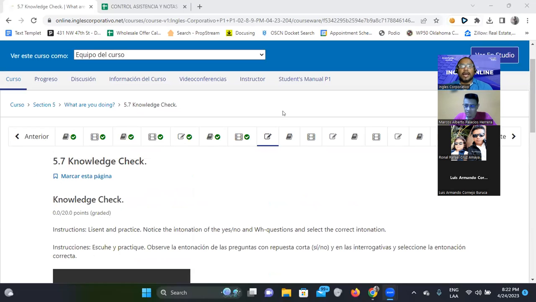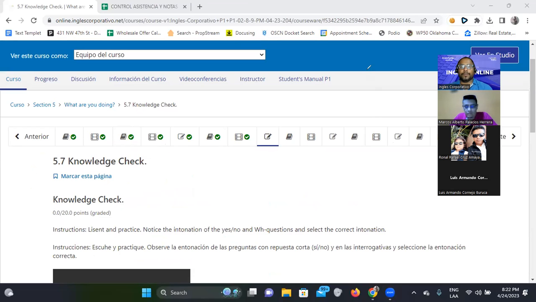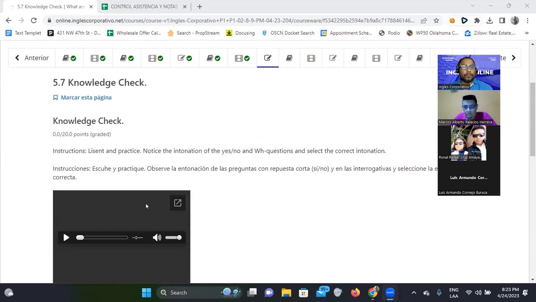Okay. Now, what I would like for us to do is move forward, and we're going to be looking at section number 5.7. Instructions: listen and practice. Notice the intonation as they say yes/no and WH questions, and select the correct intonation. Listen, please.